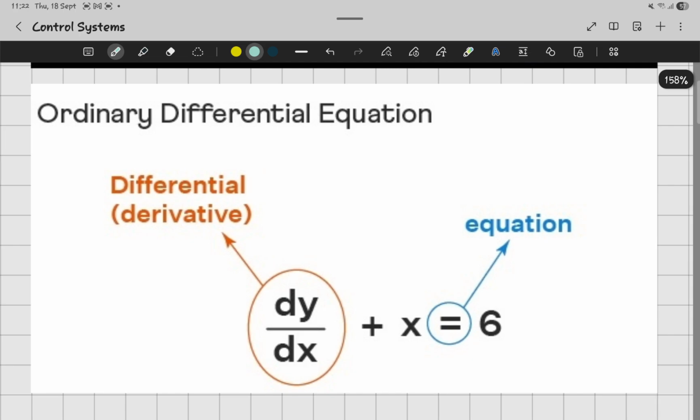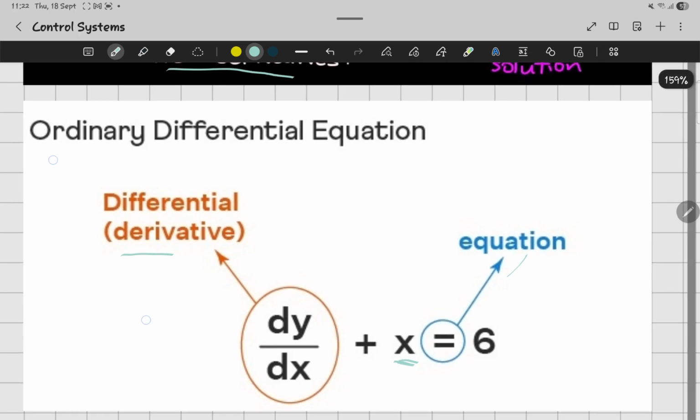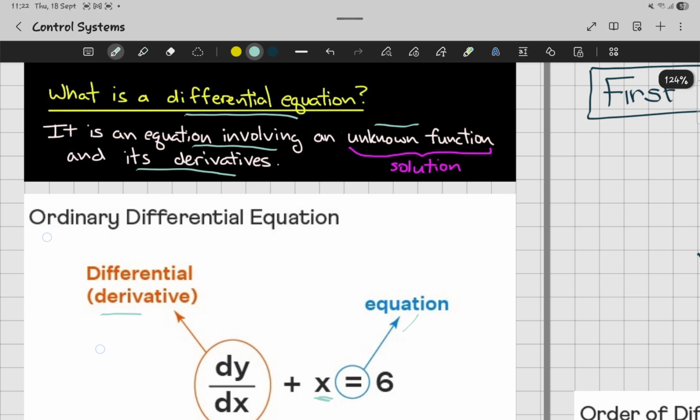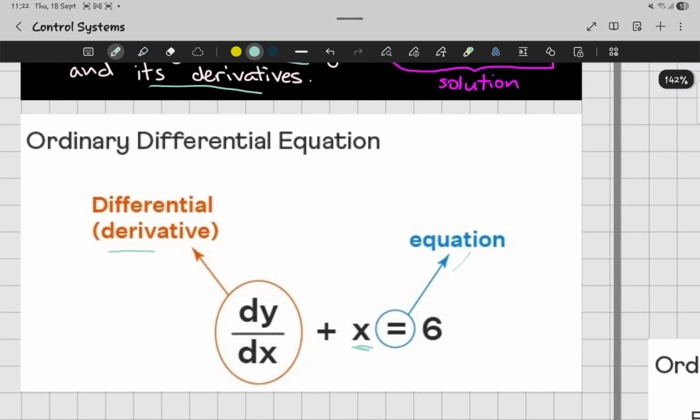For example, you can see we have a derivative. We have an equality, and then we need to solve for x, the unknown. That is a simple definition of a differential equation. But now we're going to see what ordinary differential equations are.